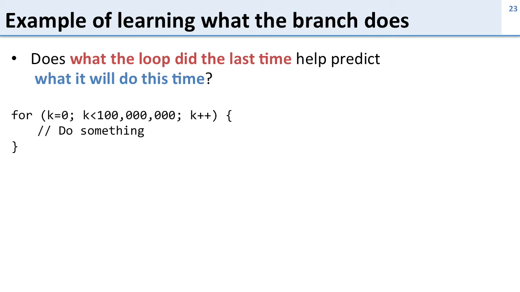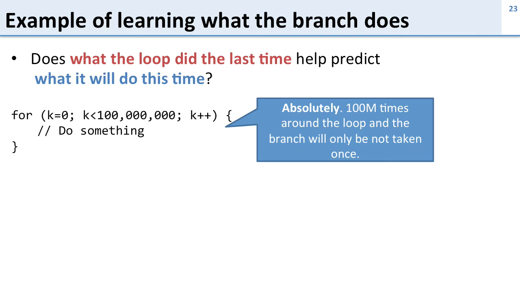So here's a loop. We're going to go around 100 million times and do something. Does what the loop did last time help us predict what it's going to do this time here? Well, absolutely. So 100 million times around this loop, we're going to do exactly the same thing. We're only going to predict it wrong once, and that's at the end of the loop.